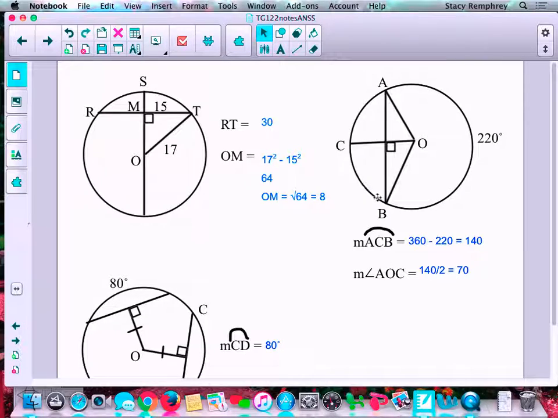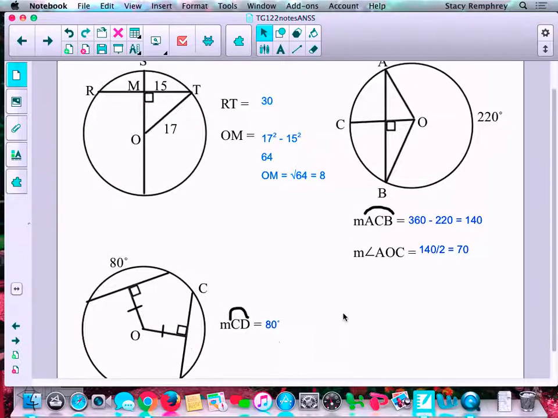Over here for arc ACB, well, the whole circle is 360, and I subtract the 220 over here, and I get that arc ACB is 140. For angle AOC, well, this is perpendicular to the chord. So since it is perpendicular to the chord that intercepts that arc, it's splitting the arc in half. It splits the chord in half, and it splits the arc in half. So I did the ACB 140, divided it by 2, and got 70. And remember, central angle equals the intercepted arc. So that's how I got 70.